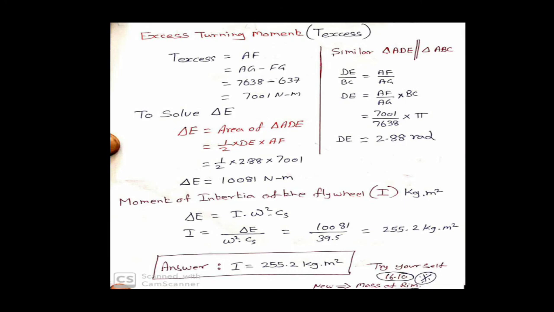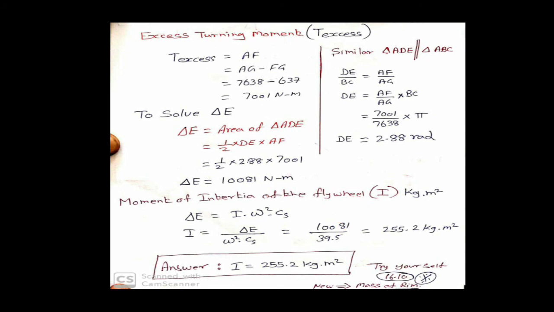The mass moment of inertia of the flywheel I: rearranging this equation, delta E is equal to I omega squared Cs. We substitute the values and get the data. So the final answer is I is equal to 255.2 kg meter squared.